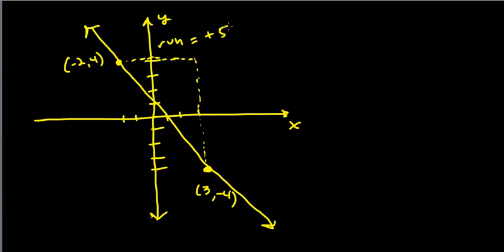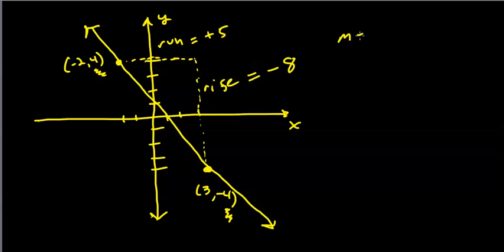Okay? What about the rise? Well, this point has a y-coordinate of 4. This point has a y-coordinate of minus 4. So clearly our rise is going to be a negative rise. We actually fall. And to fall results in what we call a negative rise. So the rise here is going to be minus 8.